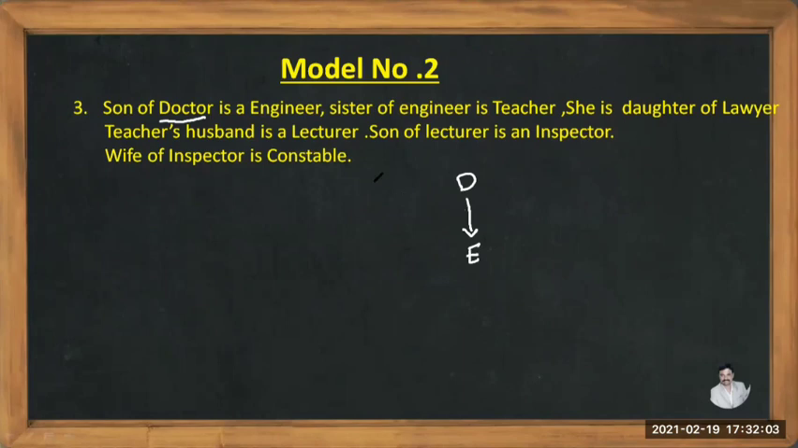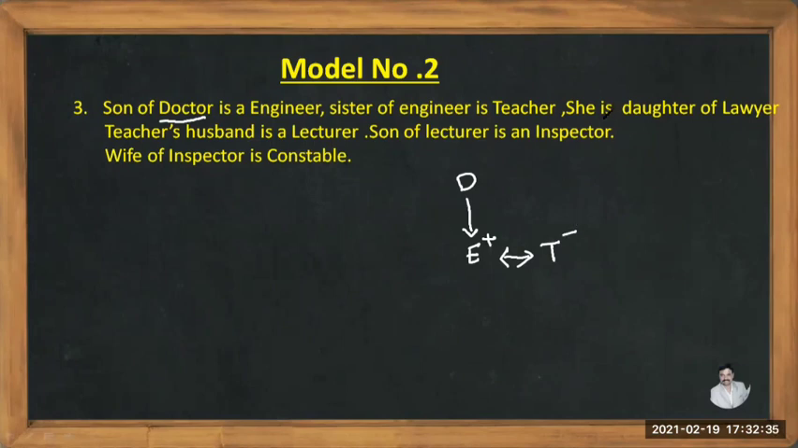So as the engineer is the son of the doctor, he must be a male person. Okay, E for engineer, D for doctor. Got the point? Now let us take only the first letters of each profession here. Now the sister of the engineer is a teacher. So E for engineer, and the sister of the engineer is a teacher. So T for teacher. As the teacher is a sister, we get T with a minus sign here.